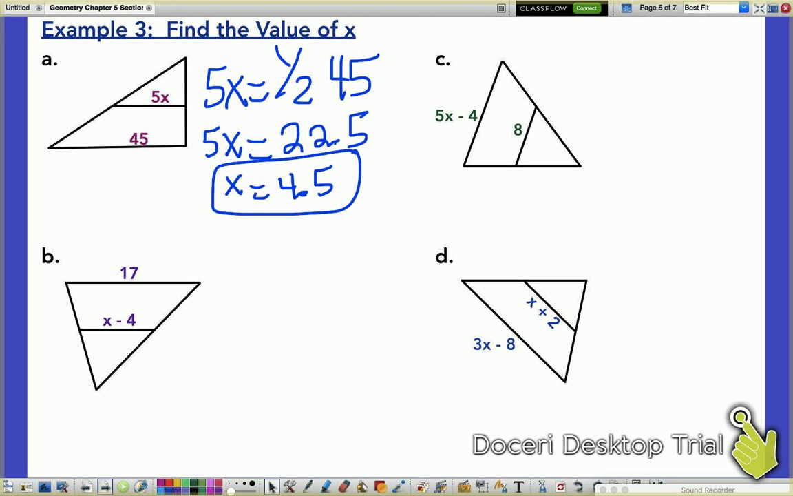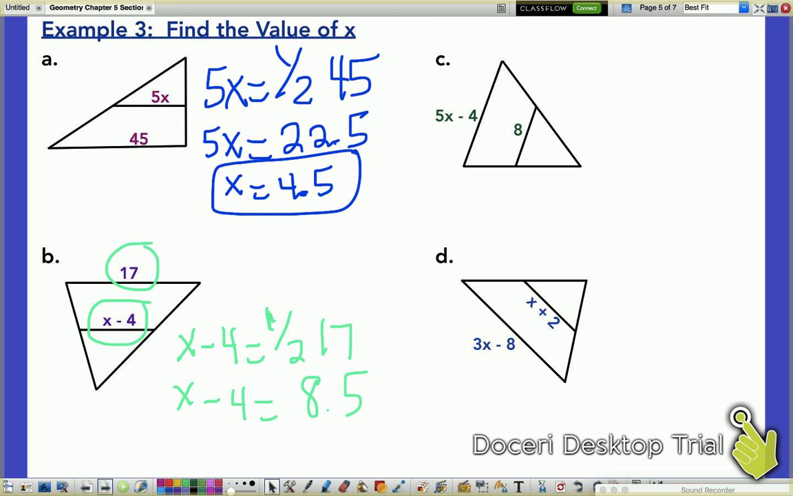Okay, so don't put the half with this. Okay, that's the mid-segment. That is half of the base. So half of 17 is 8 1/2. Ooh, delay. Okay, so then I add 4. X is 12 1/2.